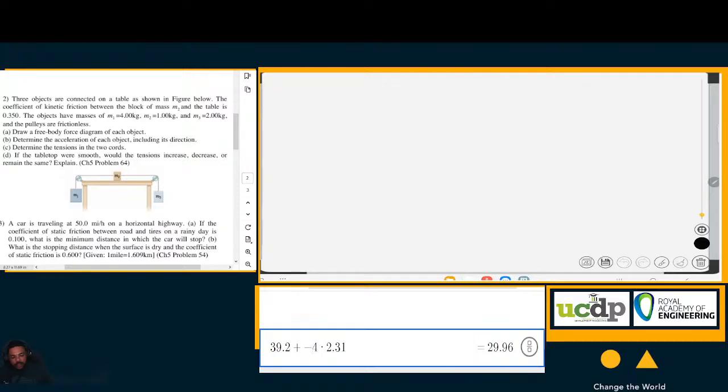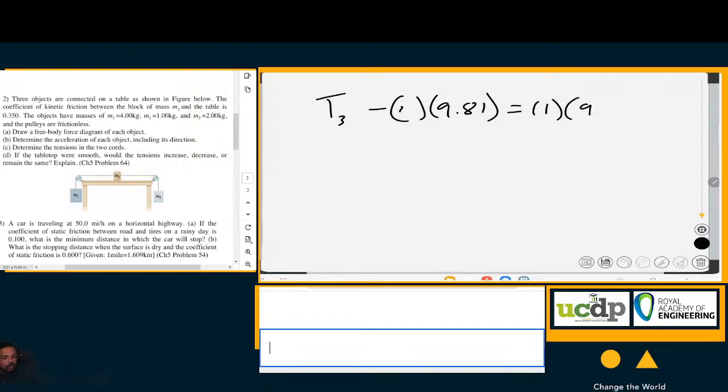Okay, so D, we now have tension number 1, so we can now work out tension 2 as well. And if you continue, finding not tension 2 but tension 3, in my case I named it tension 3. If you want to find tension 3, it's equal to minus 1 multiplied by 9.81, and that should be equal to 1 times 9.81.